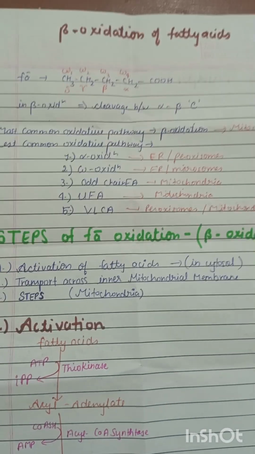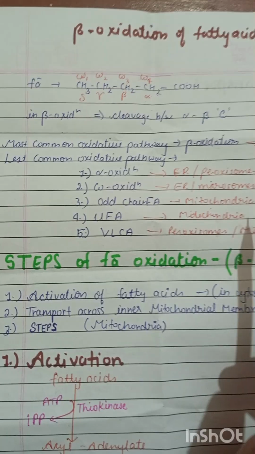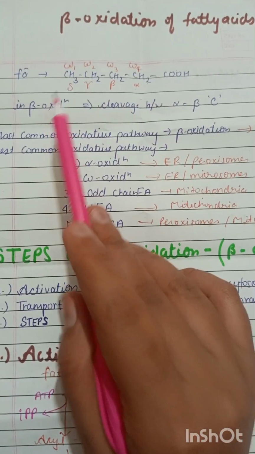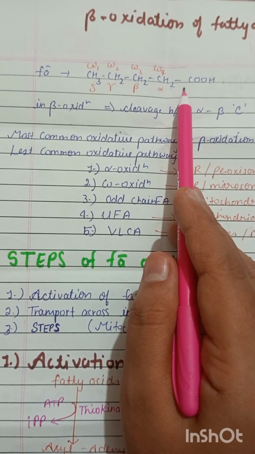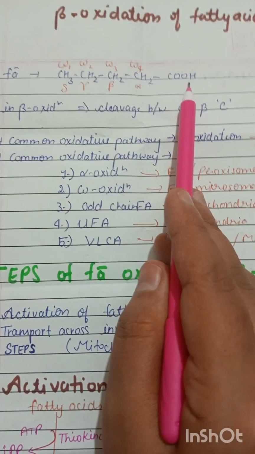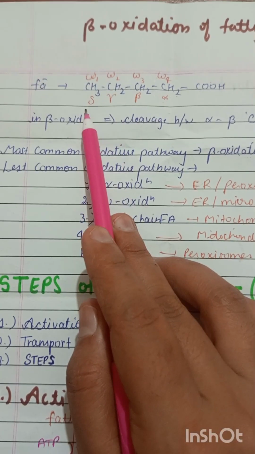Hello guys, so today our topic is beta oxidation of fatty acids. A fatty acid is nothing but a carbon skeleton with a carboxylic acid, and naming is done consecutively from the carboxylic acid: the first is known as alpha carbon, then beta carbon, then gamma carbon, and then delta carbon.